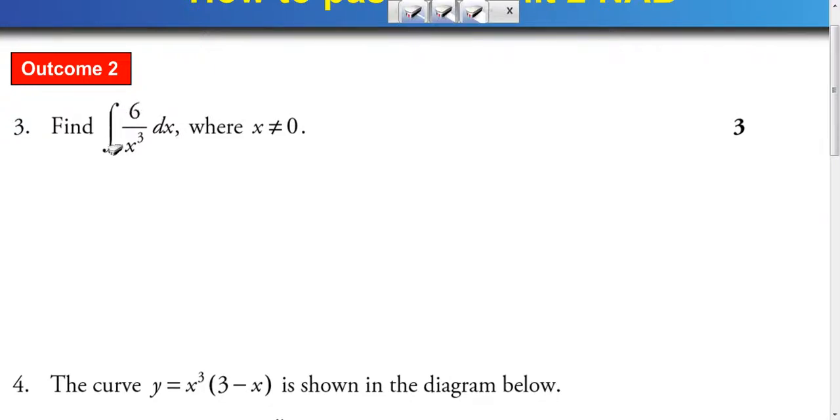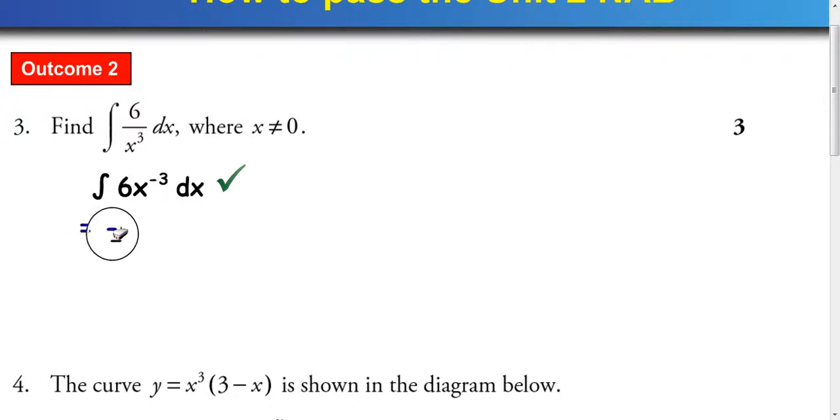Now we have to integrate 6 over x cubed with respect to x. Integration is the process of adding 1 to the power and dividing by that new power. But before we do that, we have to take the x cubed up, so that becomes 6x to negative 3. And that's worth a mark. Add 1 to the power, so it becomes negative 2, and then divide by that new power. Remember to add your constant term.